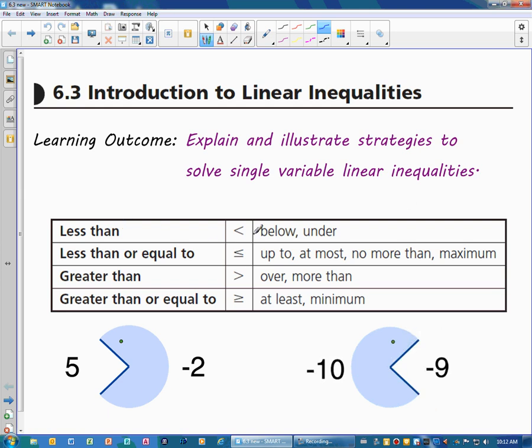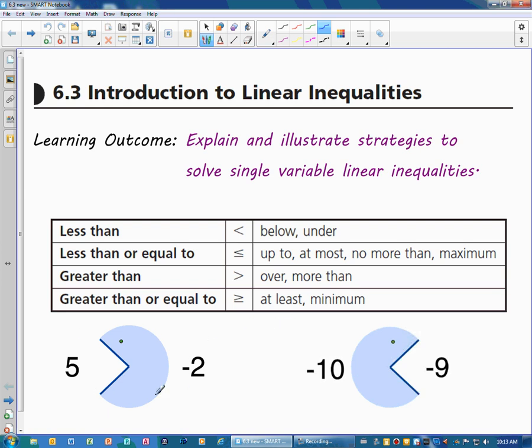So in your notes here, they're going over the signs for you. This sign, less than, means it's below or it's under. As soon as you add this line to it, it becomes less than or equal to. Some words that might help you know it's this sign: up to, at most, no more than, maximum. Greater than looks like this, and words that can tip you off that they mean this symbol are over or more than. And then the opposite of less than or equal to is greater than or equal to, and some words that might help you are at least or minimum.